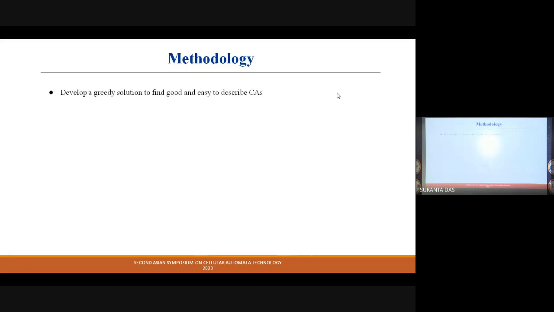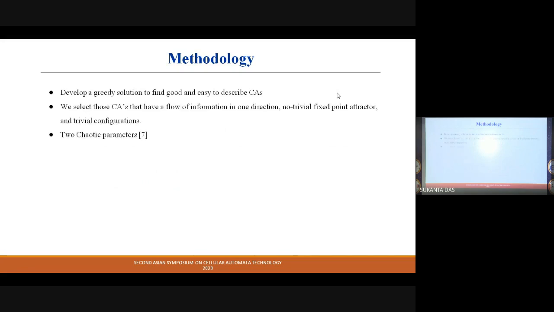So basically, we are developing the greedy solution to search for the best chaotic rules based on these parameters. We are taking the essential conditions like flow of information, non-trivial fixed point attractor, and trivial configurations. And we are using the two chaotic parameters in our methodology to analyze whether the selected rules are chaotic or not. Using this space-time diagram, we are going to verify whether these parameters have chaos or not.